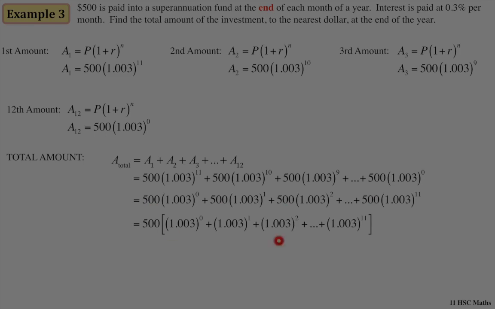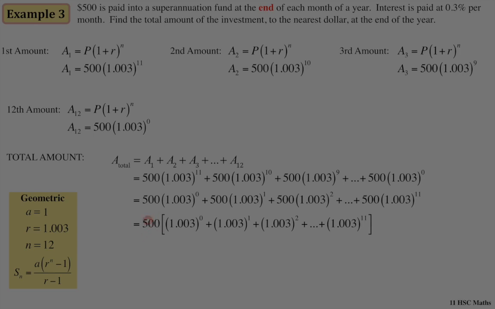Now I've got a set of square brackets, and inside the square brackets is a geometric pattern. So what's A? Well, A is 1.003 to the power of nothing, and anything to the power of nothing is 1. So A is 1. Every term is being multiplied by 1.003. Even though we only go up to the power of 11, there are still 12 amounts because the first amount was to the power of 0. You get from 0 up to 11, that's 12 amounts. And you can see I've got 12 amounts here. So n is 12.